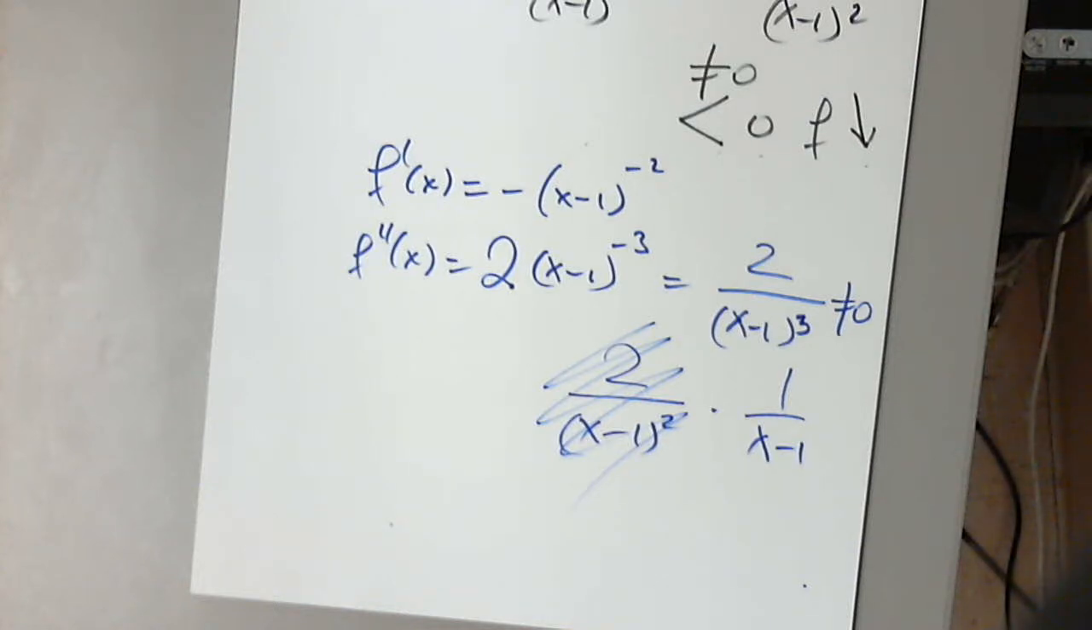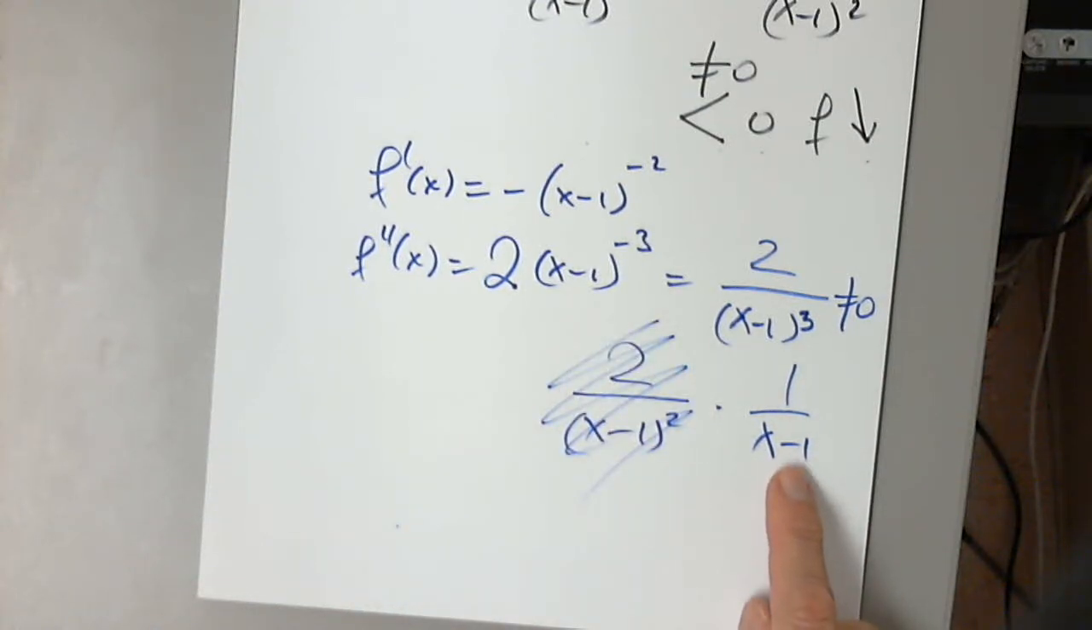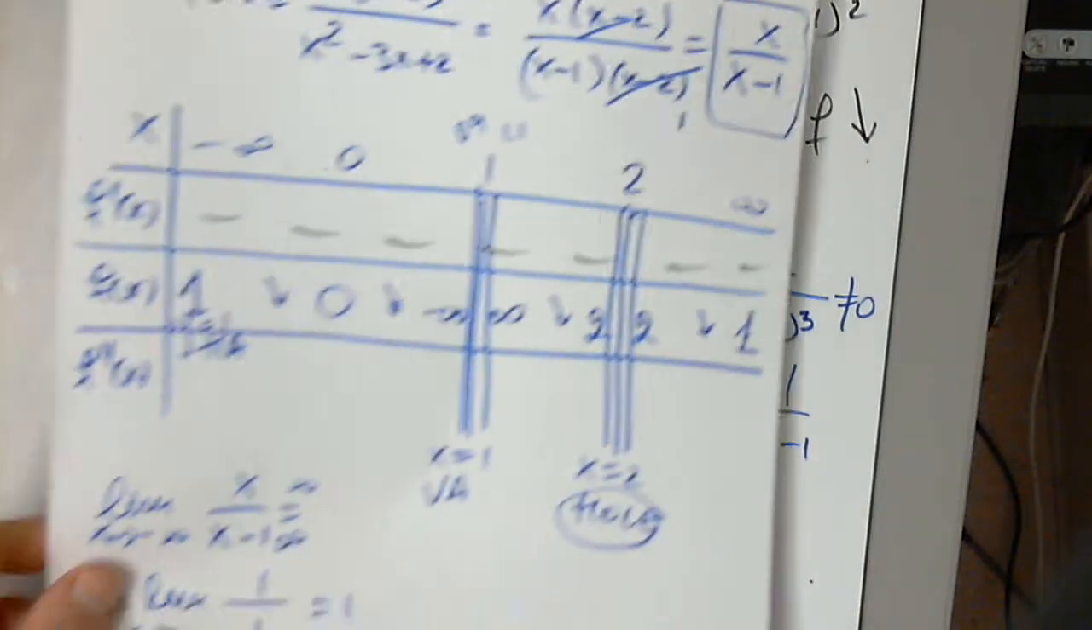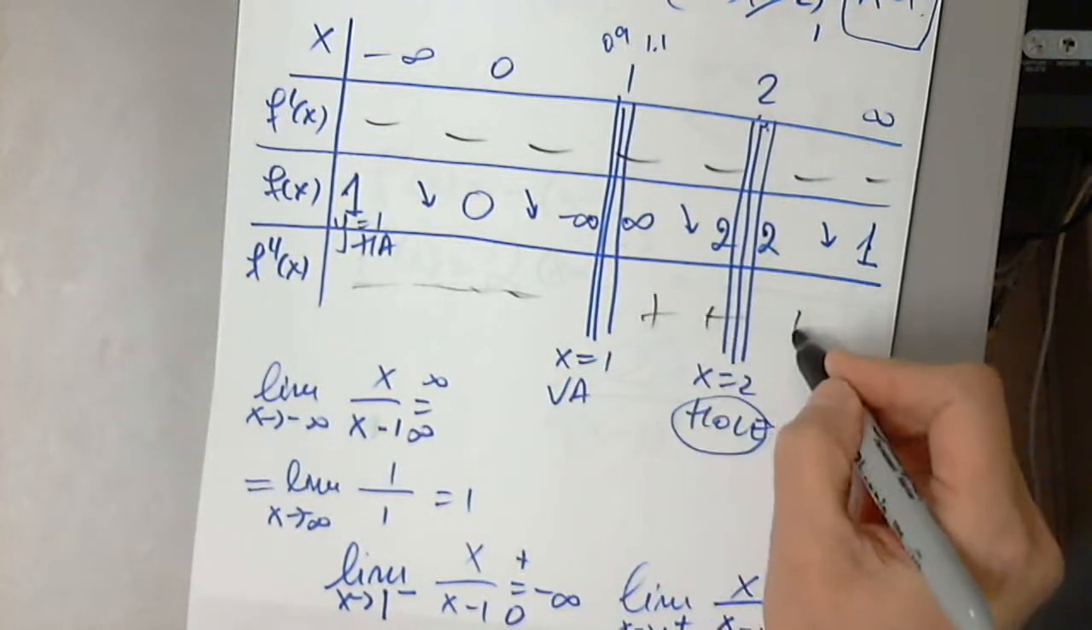Because it's easier. You need to do this? No. Plug in the entire function if you want. But I prefer to simplify it, because this is always positive, I don't want to worry about it at all. So the sign of the second derivative is given only by this quantity. Before 1 it is negative. After 1 it is positive.